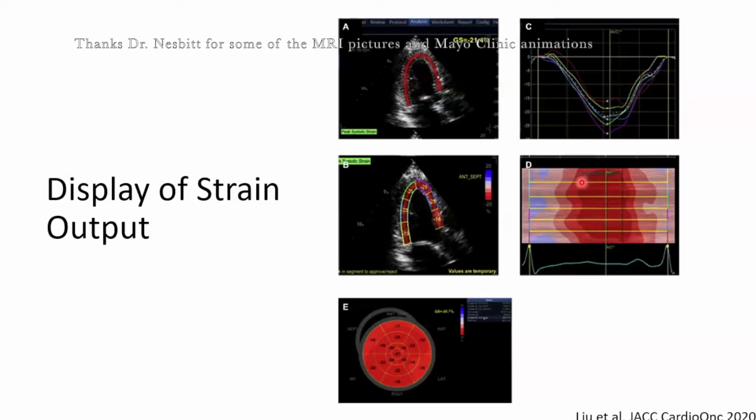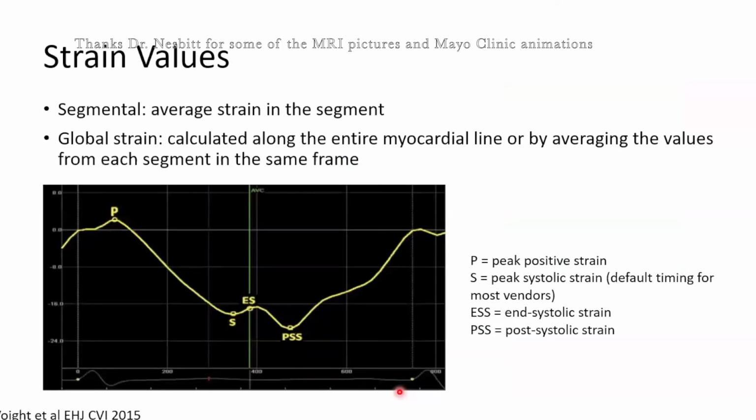and less red being less motion, less shortening for each of the segments. And then finally, it displays all of the segments in a bullseye plot, which we very commonly see as well. So the strain values we get can be segmental or can be a global strain value. The global strain value can be calculated in actually different ways.